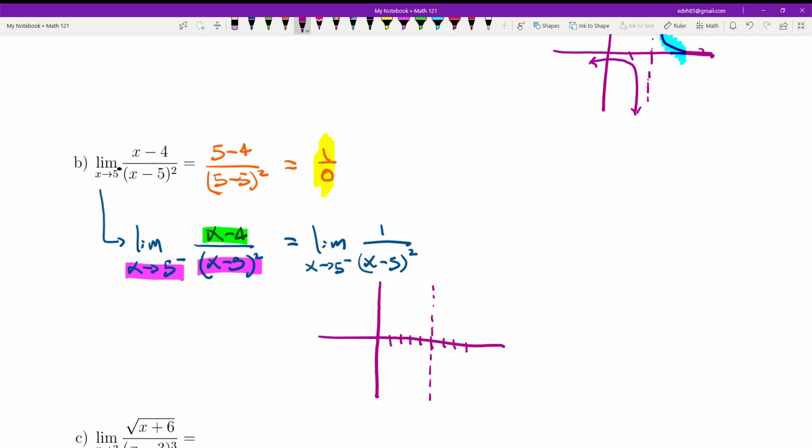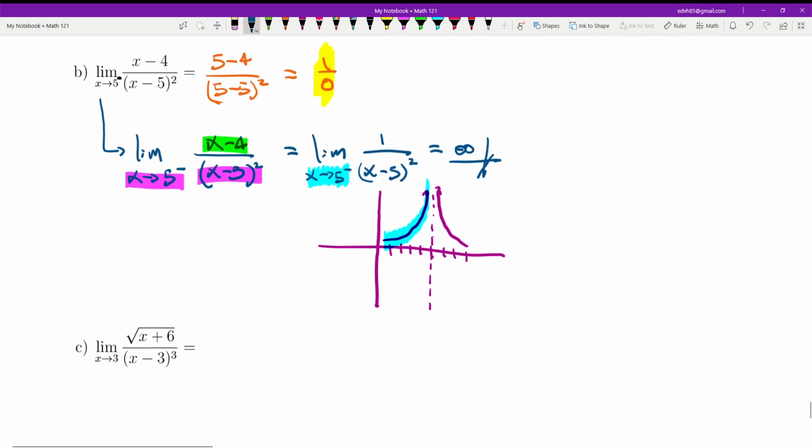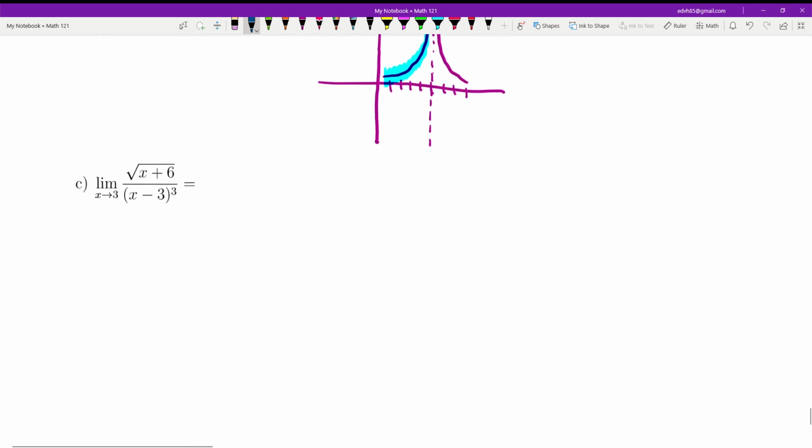And in this case, see what we are going to get. When we have an even power, either way we go to positive infinity. So in particular, for this limit, approaching 5 from the left, we get to positive infinity. And let's do one more example, the third example.